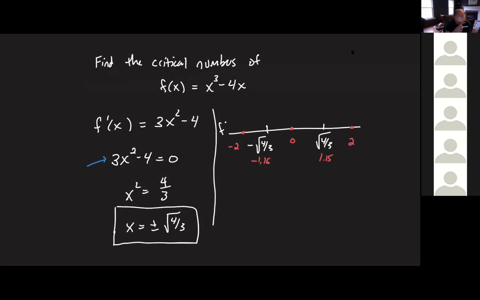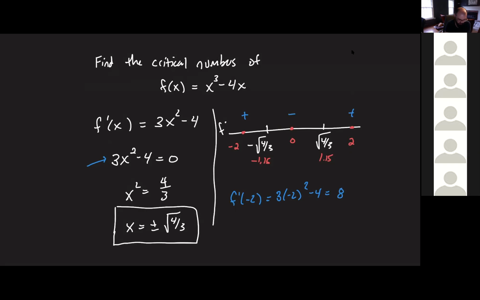Okay, and so what happens is if I plug in negative 2, so f prime of negative 2 is going to be 3 times negative 2 squared minus 4, which is 8. Okay, so this is going to be positive. Similarly, if I plug in 0, I'm going to get negative 4, so this is negative. And when I plug in 2, this is going to be positive.